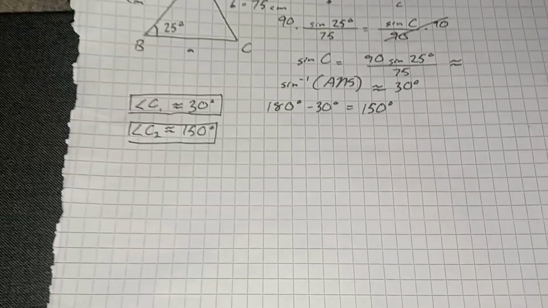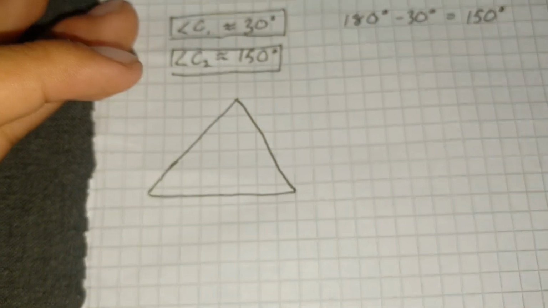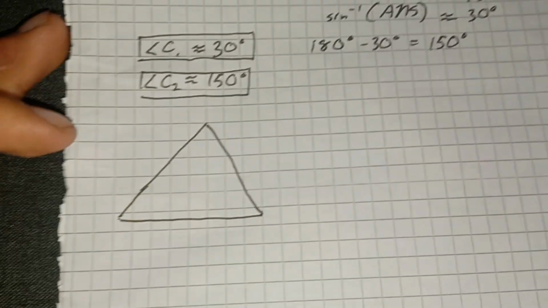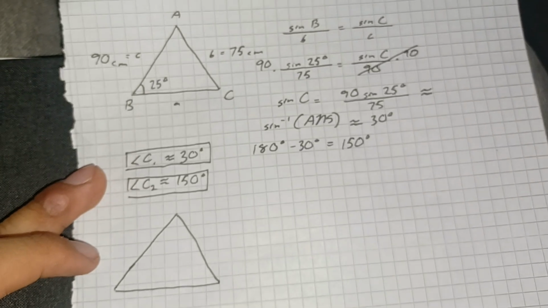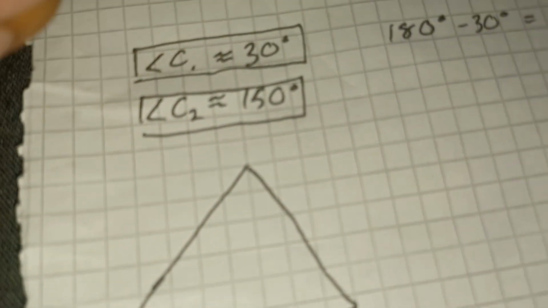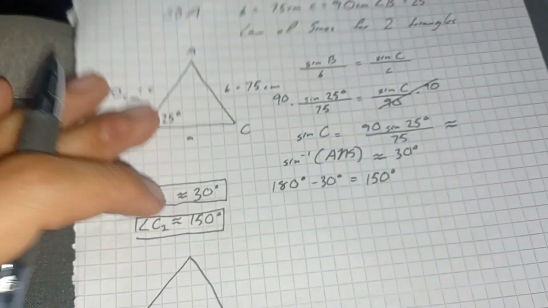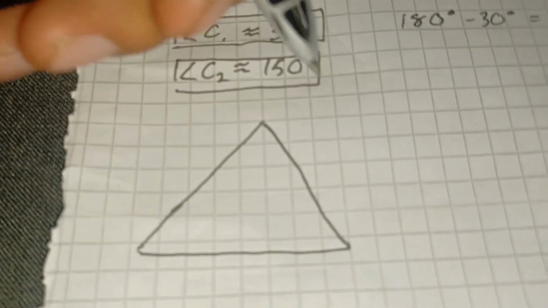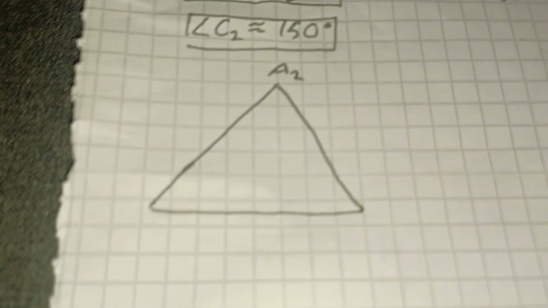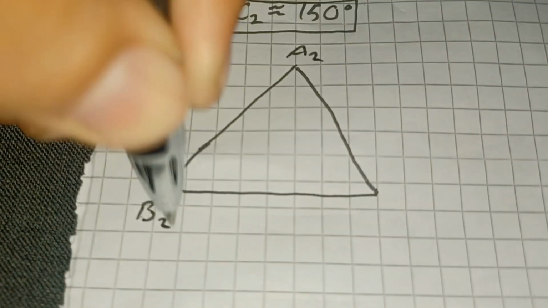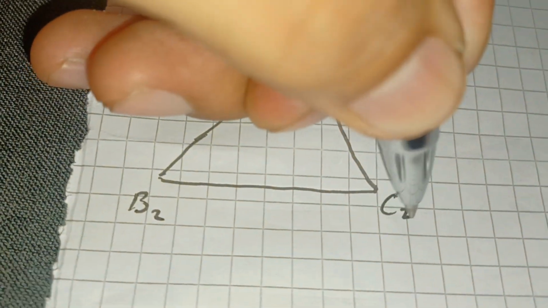So let's go ahead and draw this second triangle. Again, it does not have to be perfect. Just draw any random triangle, it doesn't really matter. I just like keeping it an equilateral triangle because it's easy. Now let's label it in the same manner as we did here, just not to get confused. So A2, B sub 2, and C sub 2.